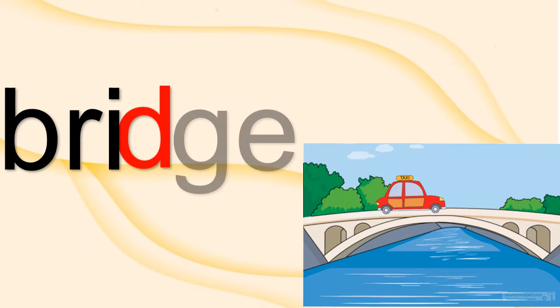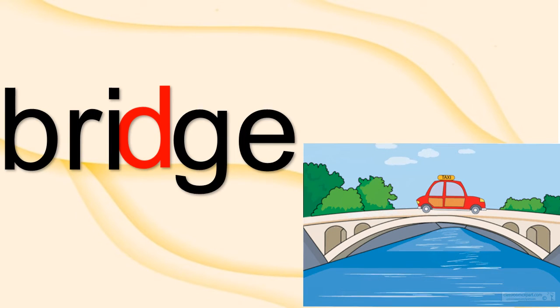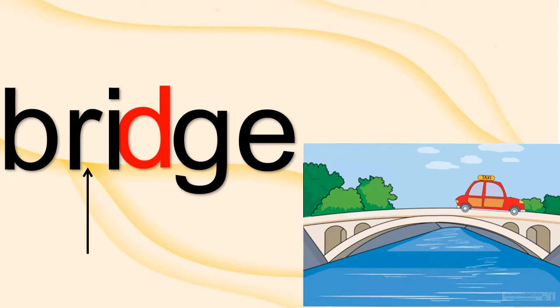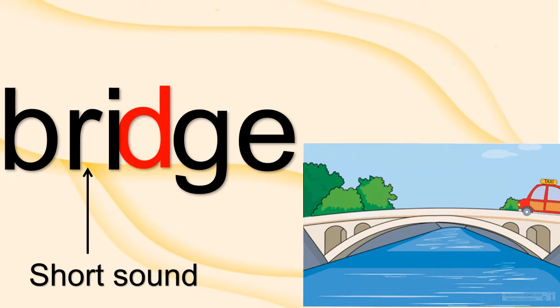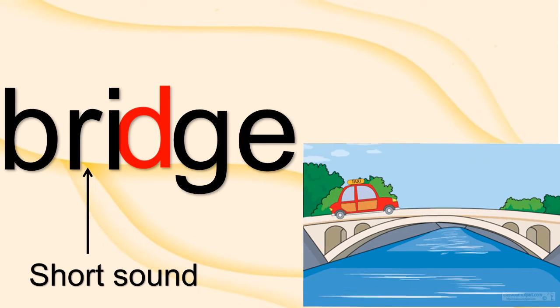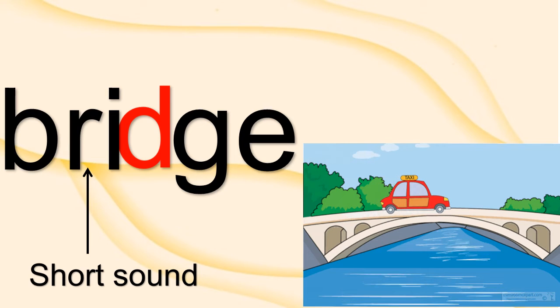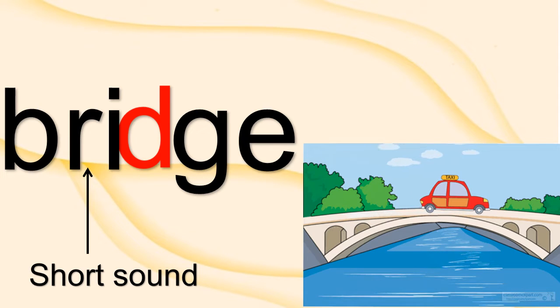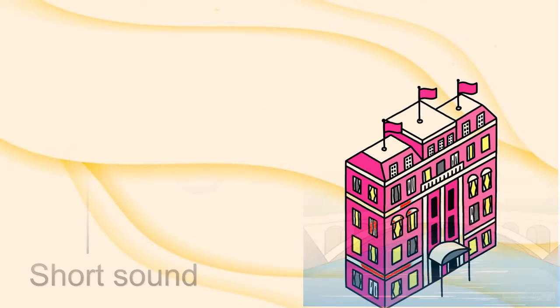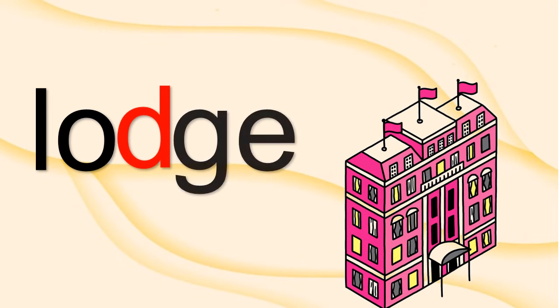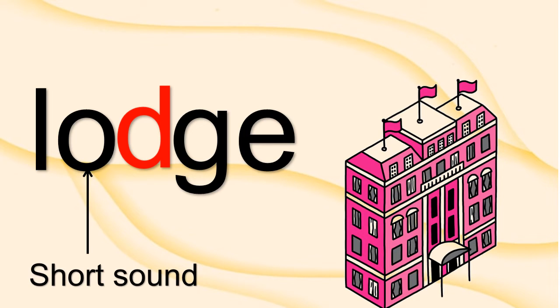Similarly, in bridge, we have a J sound at the end of a word, and before that we have a short E sound, so we replace the J with a DGE. In the word lodge, we have a short vowel which is O before the J sound, so we write D, G and E.